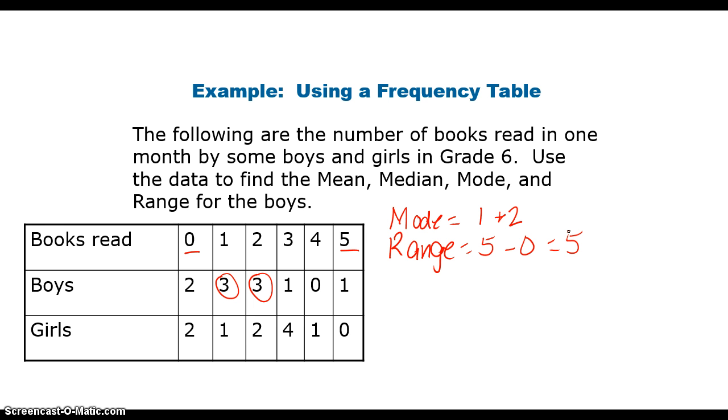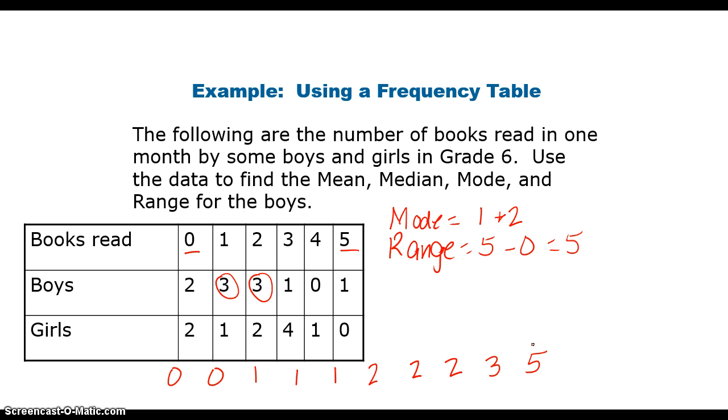Just like with the dot plots, when I want to find the median, I need to write out my data. So, 2 boys read 0 books. 3 boys read 1 book. Another 3 boys read 2 books. 1 boy read 3 books. 0 boys read 4 books, so I'm not going to put a 4 at all in this list. But 1 boy read 5 books.